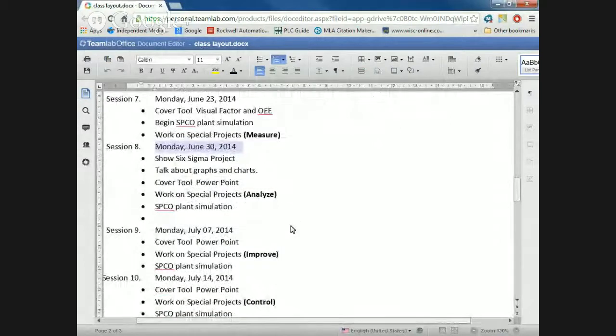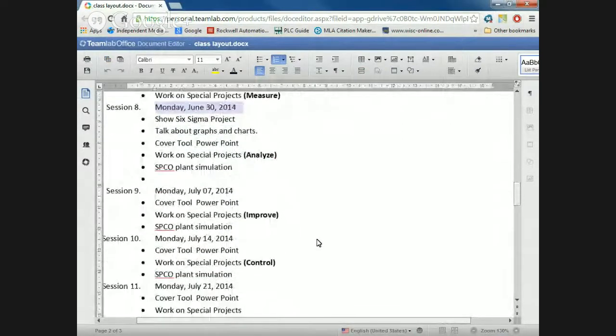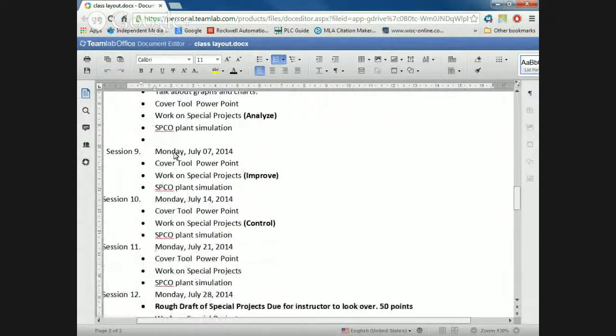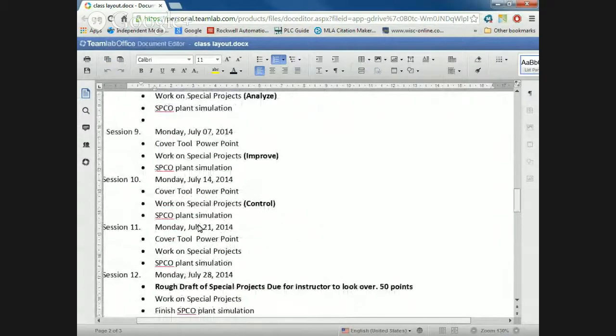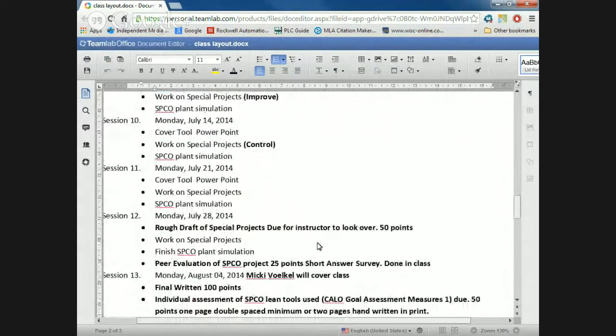Here's where we're at. You should be analyzing the data and coming up with a plan to improve the situation starting next week, control, so you have 1, 2, 3. I need a rough draft in 4 weeks, okay, to look over, all right?